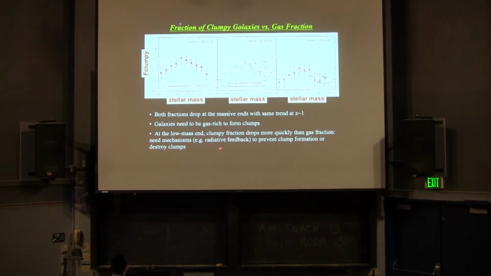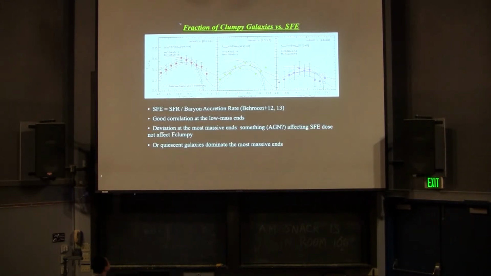Something must be working to prevent them from forming clumps or to quickly destroy the formed clumps. It could be radiative feedback. Chris Moody will talk about the effect of radiative feedback this afternoon. So if something works on the low mass end to prevent clump formation, that should also work on the star formation efficiency.